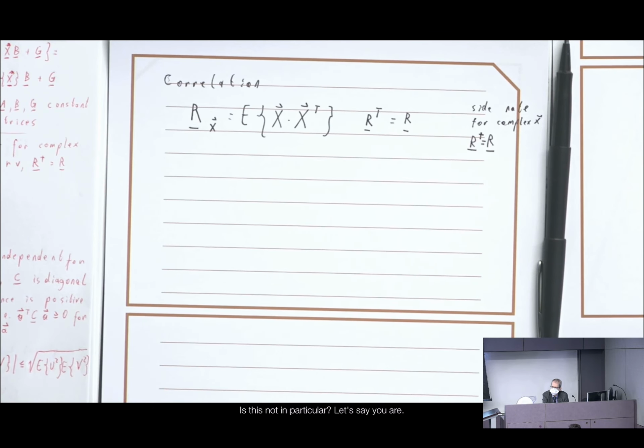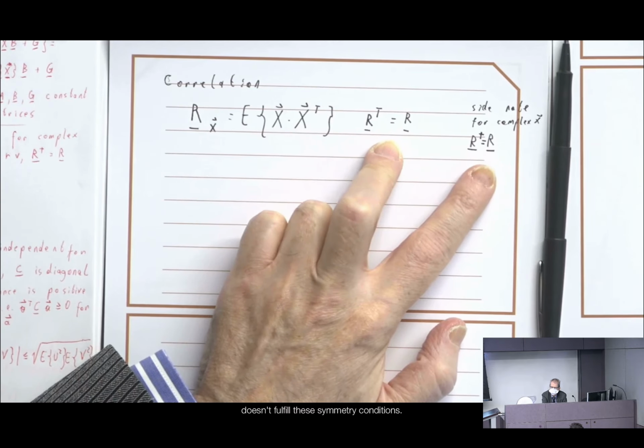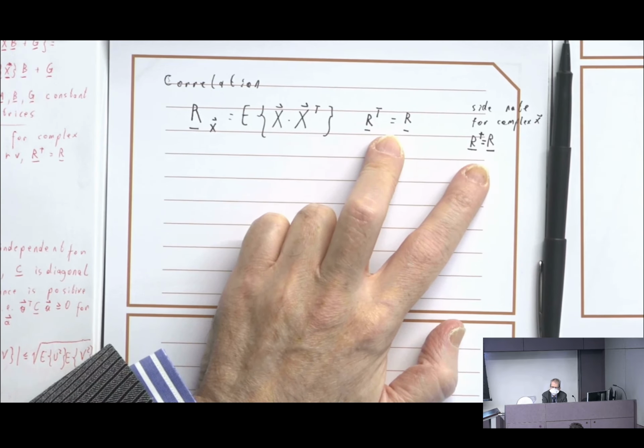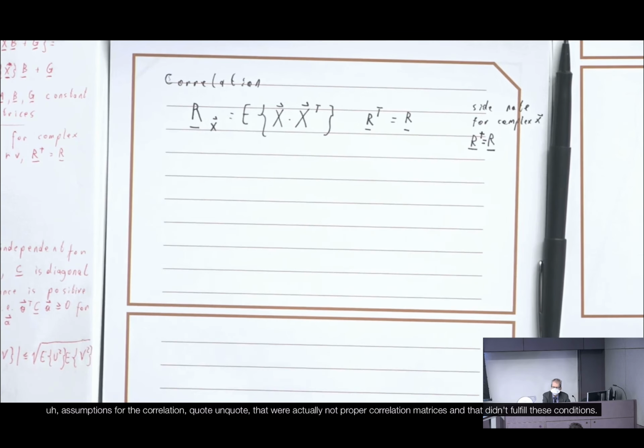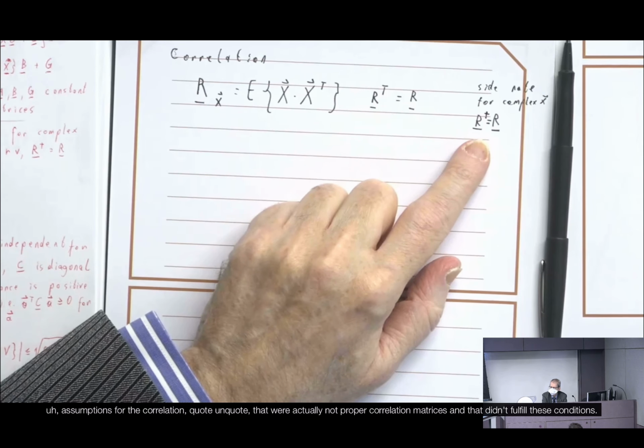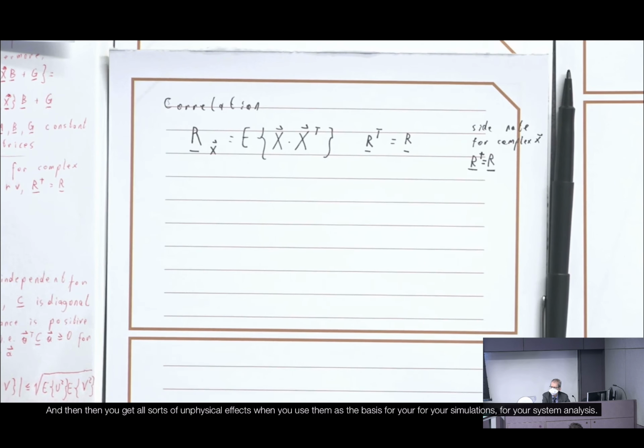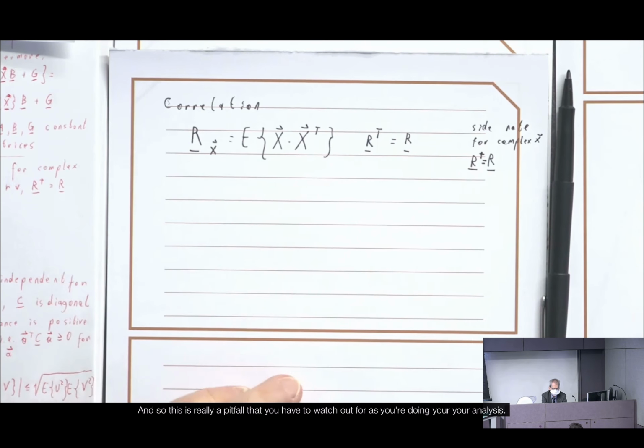In particular, let's say you have some sort of model, some sort of observation, and you want to create a correlation matrix. You might end up in a situation where your model, or what you use in terms of approximation of your correlation matrix, doesn't fulfill these symmetry conditions. Well, if it doesn't, then you know this is actually not a proper correlation matrix, and you will get into all sorts of trouble if you treat it as one. And just to hammer home that this is not a trivial point, there was a paper maybe 10 or 15 years ago about the modeling of shadowing effects in wireless communications, where the authors reviewed a whole bunch of models, and about half of them were using assumptions for the correlation, quote unquote, that were actually not proper correlation matrices and didn't fulfill these conditions. Then you get all sorts of unphysical effects when you use them as the basis for your simulations and your system analysis. So this is really a pitfall that you have to watch out for.